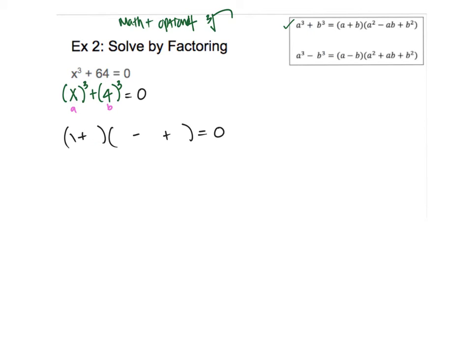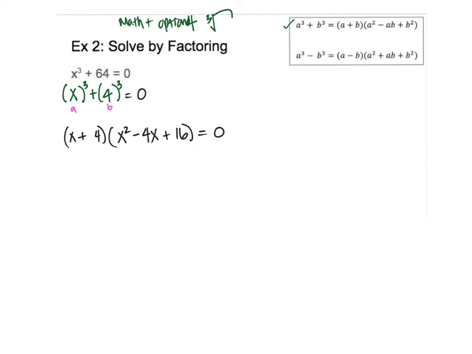So I need x plus 4. And then afterwards, it's A squared. So that's going to be x squared. And then A times B, which is x times 4, which is 4x. And then after that, it's going to be your B squared. So B here is 4. 4 squared is going to give me 16. So notice that now I have everything in factor form.